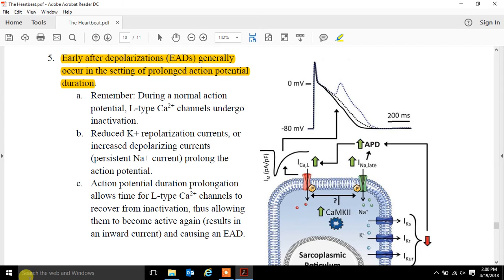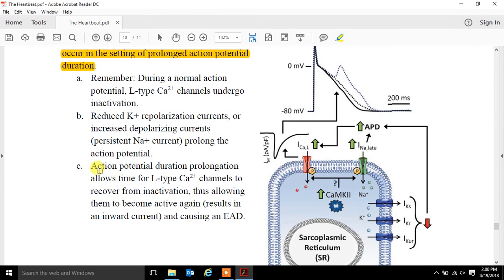If we've kept up here, because we've delayed this action potential, it allows time for the L-type calcium channels to recover from inactivating, and thus allows them to become active again. This results in an influx of calcium again, and causes that little spike. They're supposed to be turned off and let everything go back to normal, but they kick things back on.